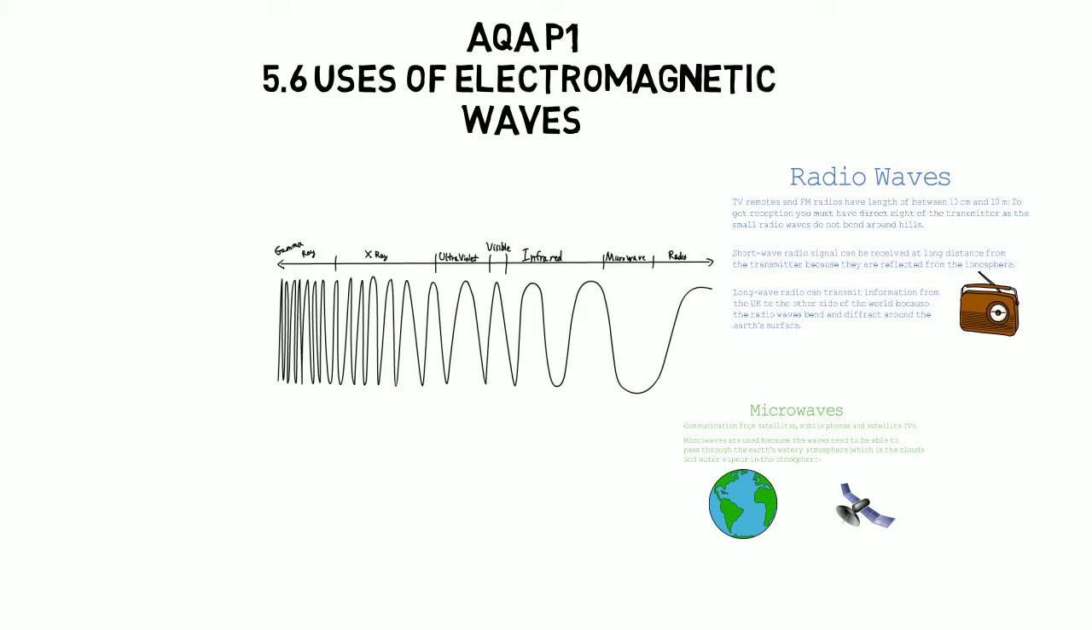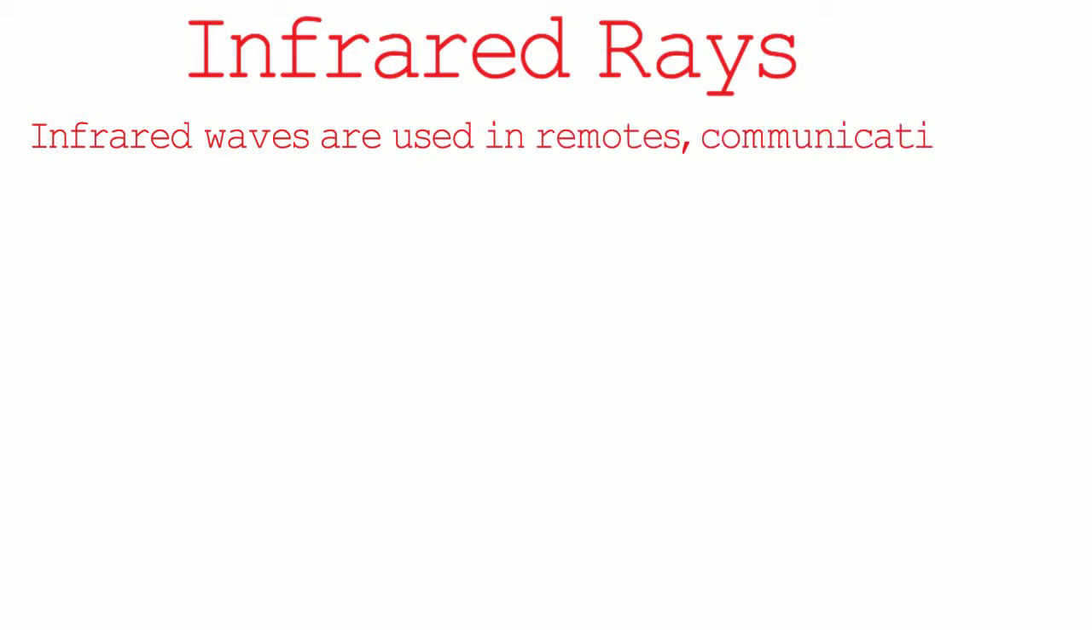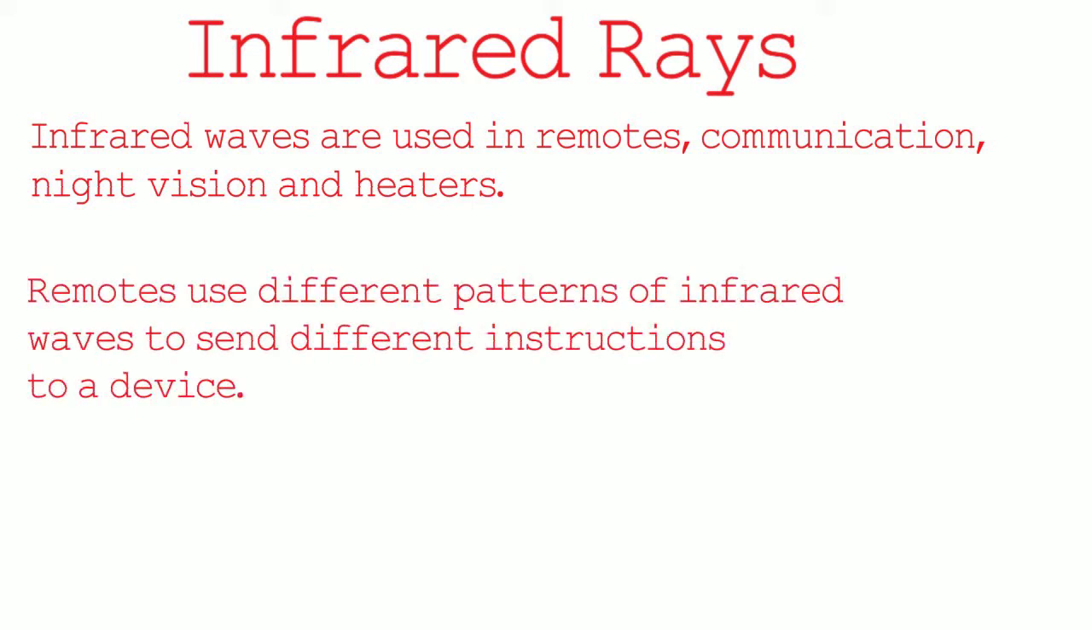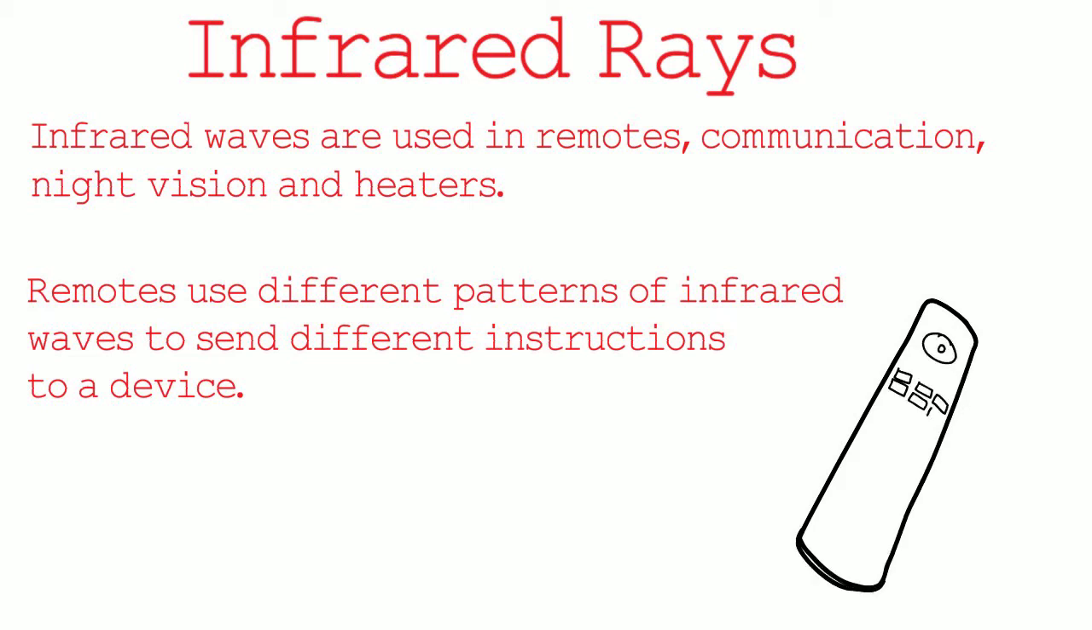The next type of electromagnetic waves are infrared rays. Infrared waves are used in remotes, communication, night vision, and heaters. Remotes use different patterns of infrared waves to send different instructions to a device. The change channel infrared frequency would be different to the increased volume infrared frequency, and this allows the TV to understand what command it is that you are asking it to do.